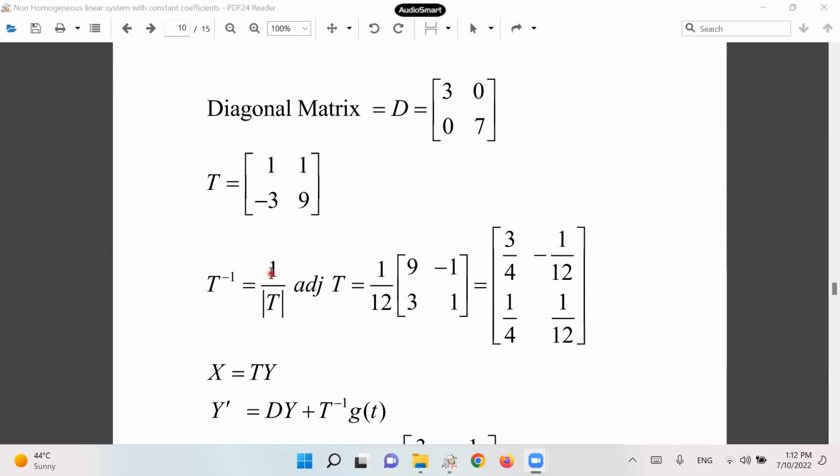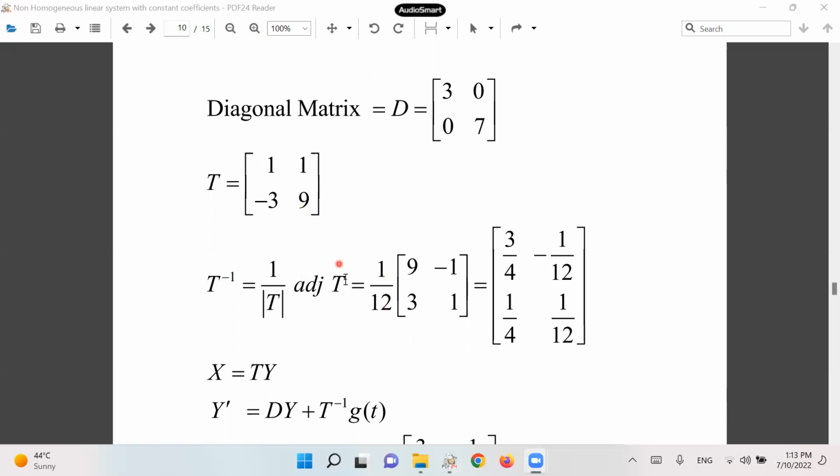That is always equal to 1 over determinant of T into adjoint of T. The determinant of T is simple for a 2 cross 2 matrix: we multiply this with this. So 9 plus minus 3 into 1, so it becomes plus 3. So 9 plus 3, it will be 12. So this is how we are going to solve for the determinant. So it will be equal to 1 over 12.